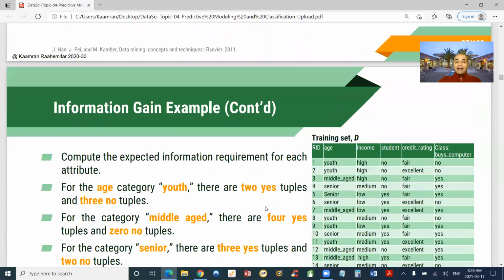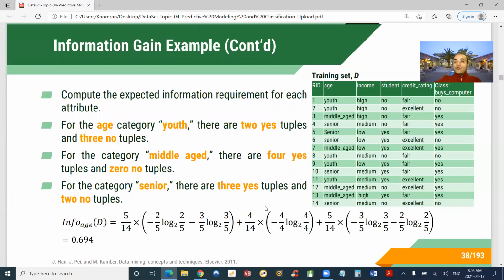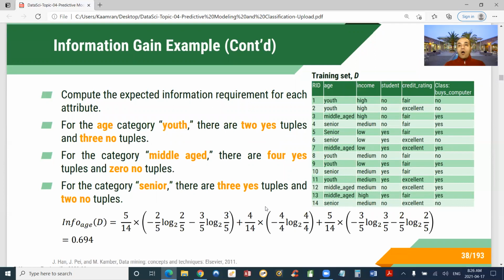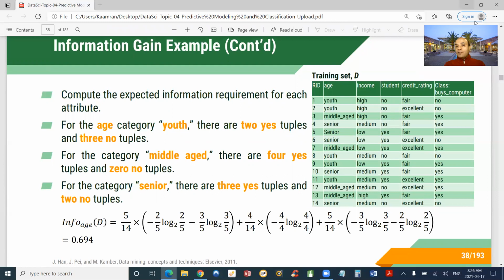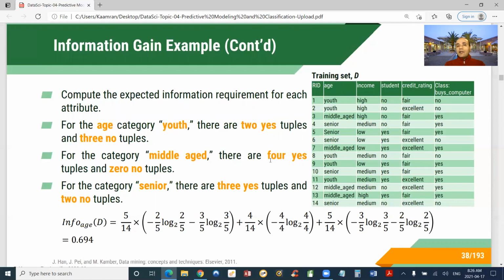Now, let's go back and begin a little bit of a process. If you take a look at my new argument, the argument is this. The same table, we didn't change anything in the table. The age has youth, and the youth has 2 yes and 3 no's. Just a table, we made a table. For the category middle age, we have 4 yes and 0 no's. So if it is middle age, you will know that it is a yes. And for the category senior, there are 3 yes and 2 no's. You count them.